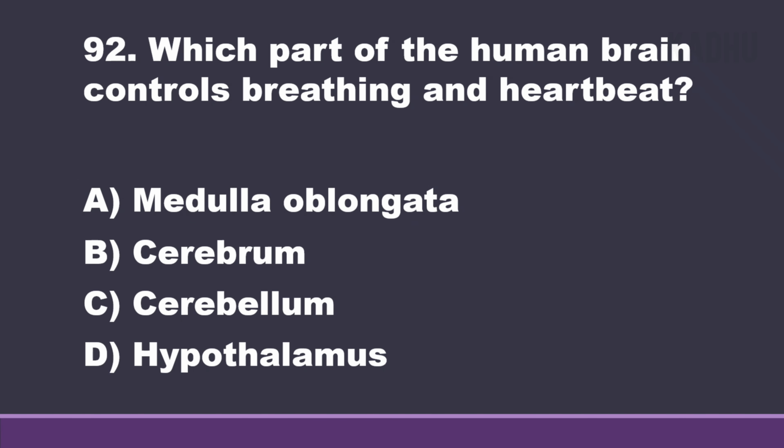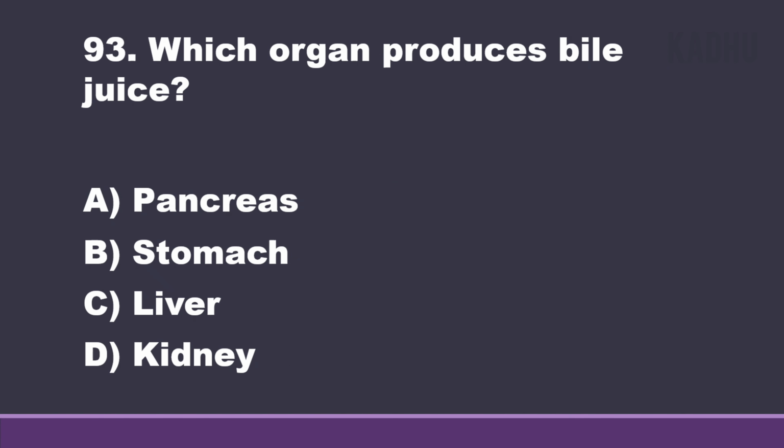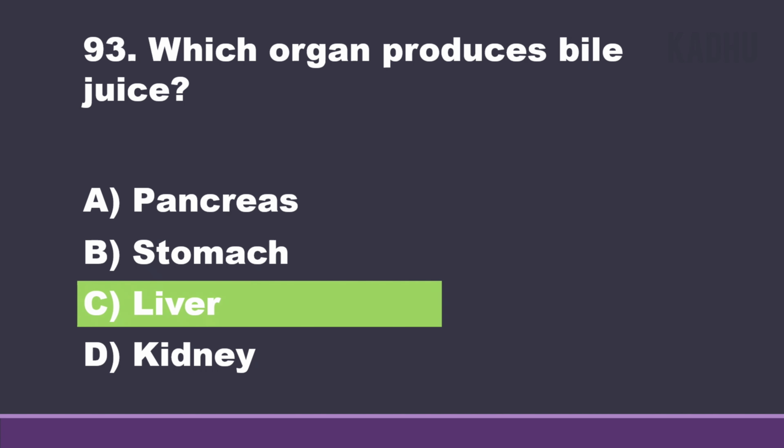Next, which part of the human brain controls breathing and heartbeat? So option A will be the correct answer. Medulla oblongata. Then, which organ produces bile juice? So option C will be the correct answer. The liver produces bile juice in the human body.